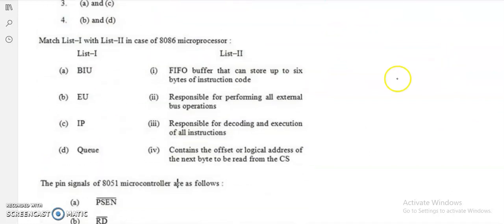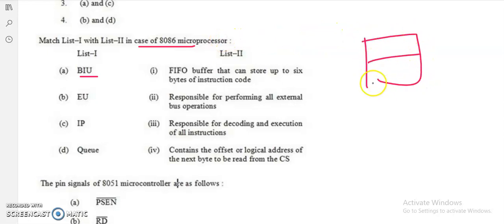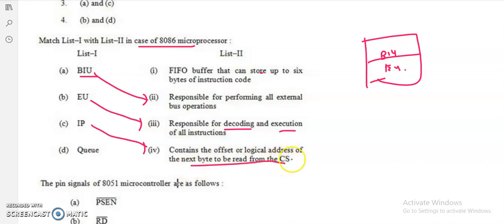Now coming to the next question. In the 8086 microprocessor, BIU is a bus interface unit. Generally, the architecture of the 8086 microprocessor is divided into two parts: a bus interface unit and an execution unit. The bus interface unit is responsible for all external bus operations, and the execution unit is responsible for decoding and execution of all instructions.